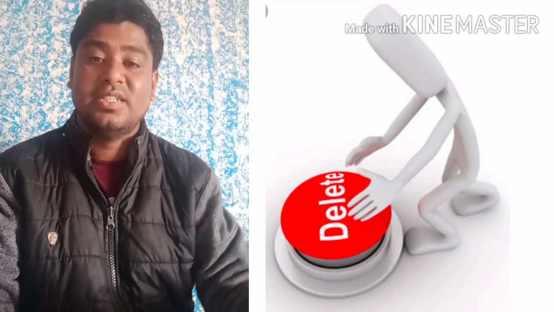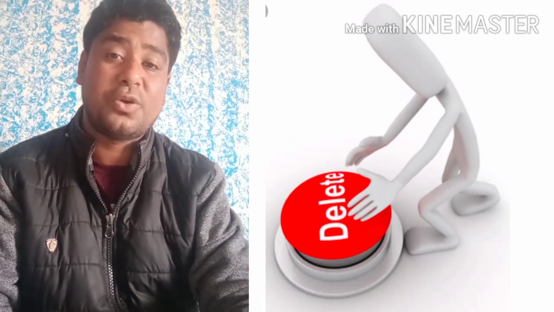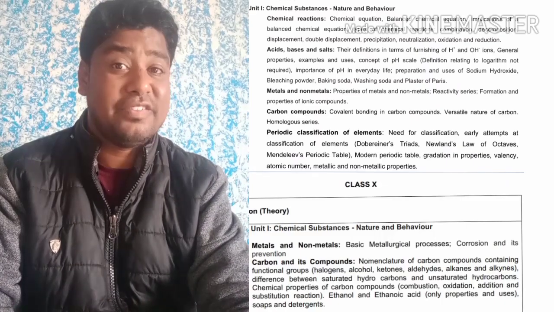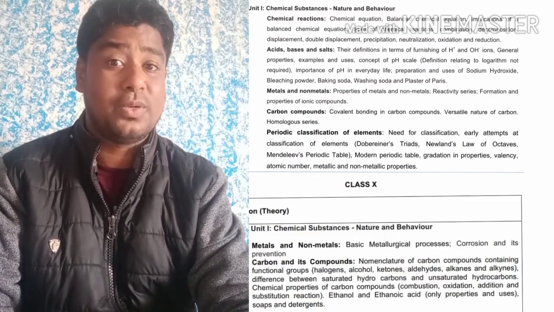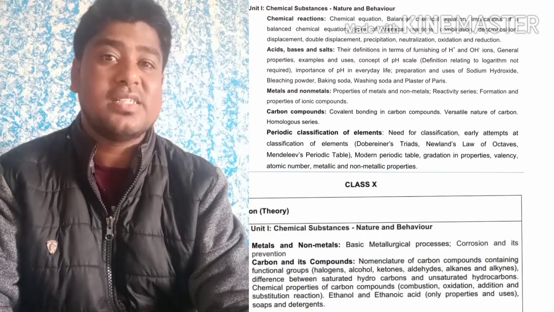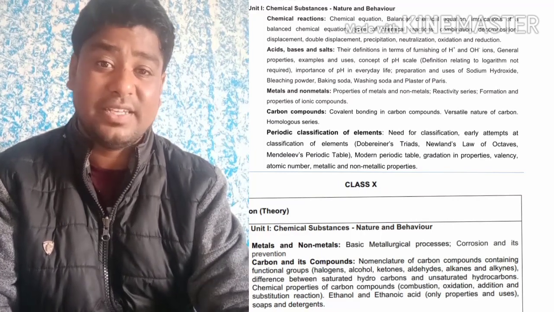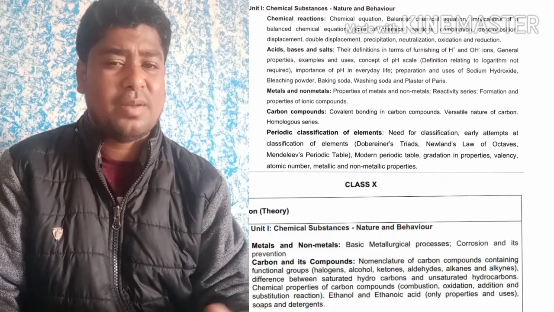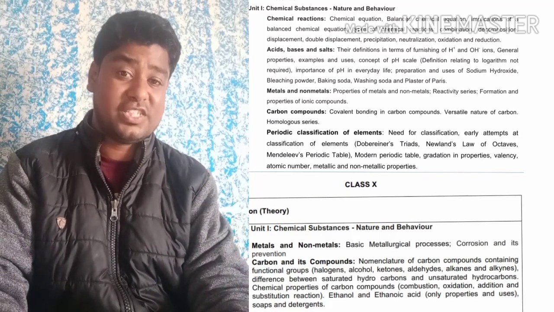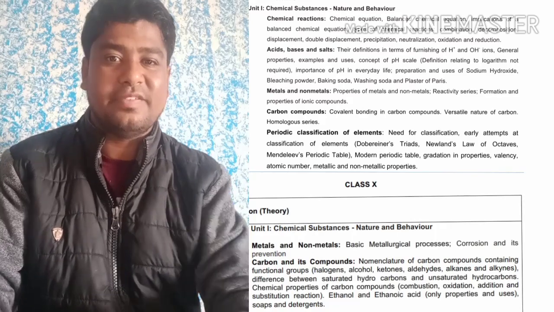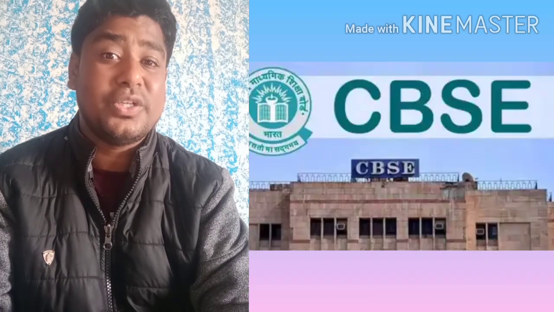So what is deleted? Metallurgical processes, then corrosion and its prevention. Corrosion, its definition and everything, you'll get in chemical reactions also. Corrosion and its prevention of different metals was there in the metals and non-metals chapter. So almost the last 3 pages of this chapter have been deleted from your syllabus. You need not worry for the exam. You can learn it for your knowledge, but need not worry about questions arising in the class 10 board exam of 2020-2021.